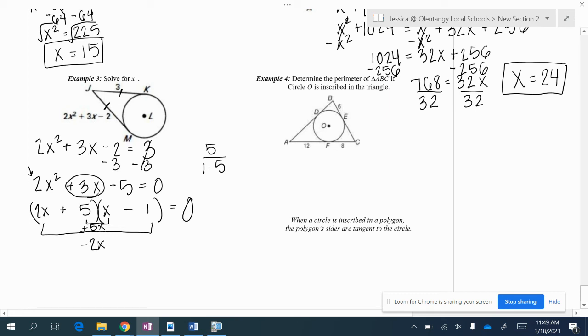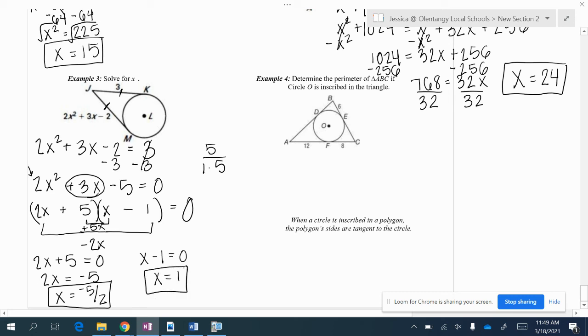So I have it factored, but my next step is I need to set each of my factors equal to 0 and solve. So 2x plus 5 is equal to 0. 2x is equal to negative 5, and x is equal to negative 5 over 2. And then I have x minus 1 is equal to 0, so x is equal to 1.